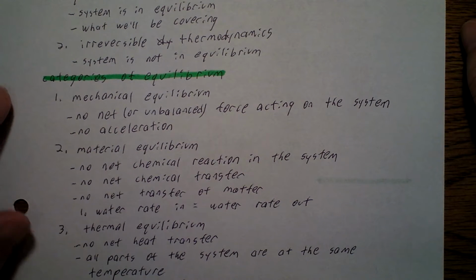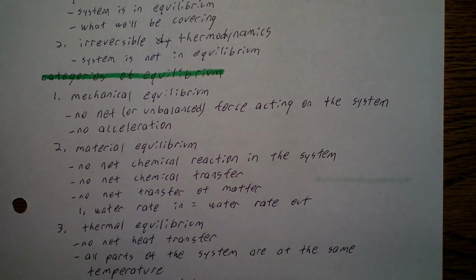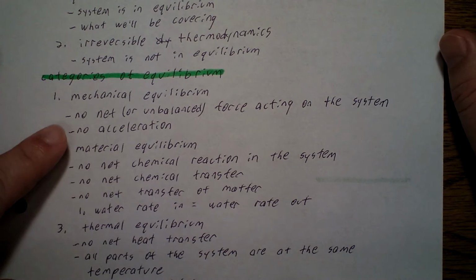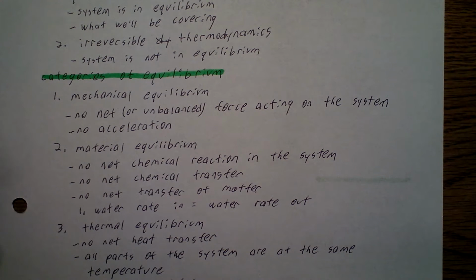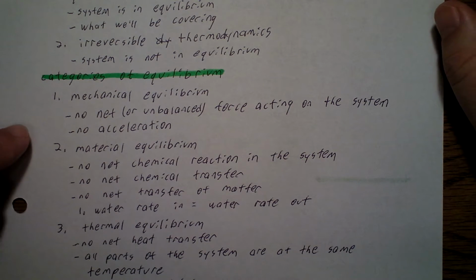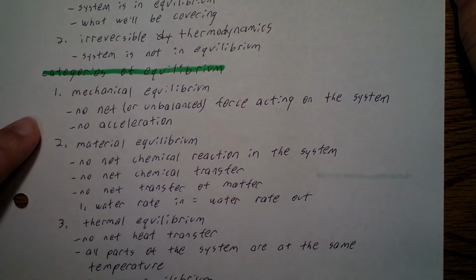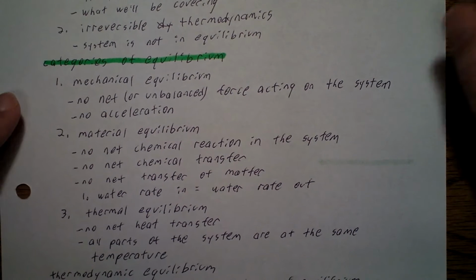Now, there are several categories of equilibrium. The first is mechanical equilibrium. Mechanical equilibrium means that there is no net force acting on the system. So remember, the forces add up. You can have a whole bunch of forces, but if they cancel out, you have balanced forces. If they're not all equal, they don't cancel out, and you have an unbalanced force, or a net force that's non-zero. So if you're in mechanical equilibrium, there's no net force. Therefore, the system has no acceleration.